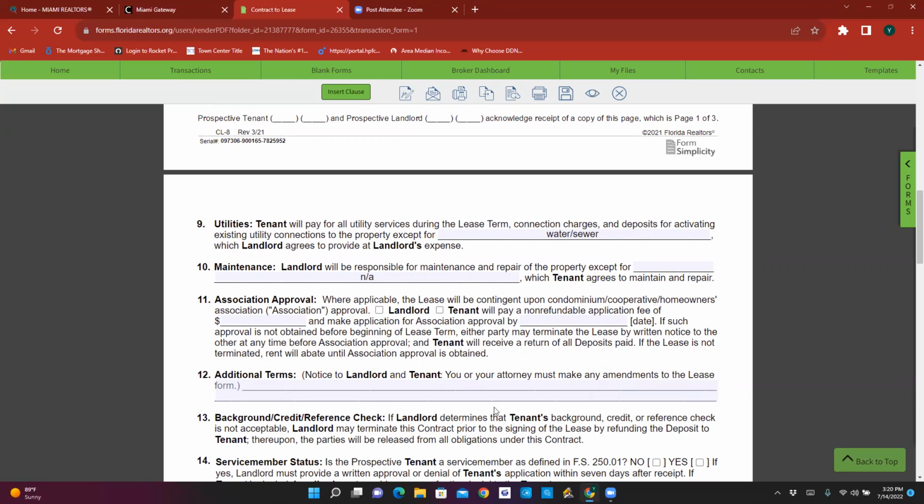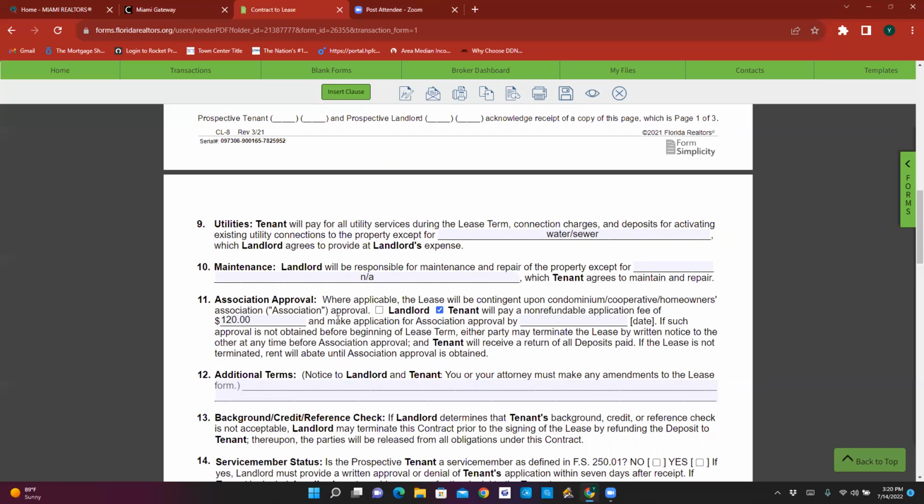Section 11 is in regards to the association approval. It's basically stating who's going to pay for the association application and when that association application is going to be turned in. 99% of the time, the tenant pays for the application. You put the amount of the application here. You would have to call the association or have a copy of the application to find out exactly how much the fee is.